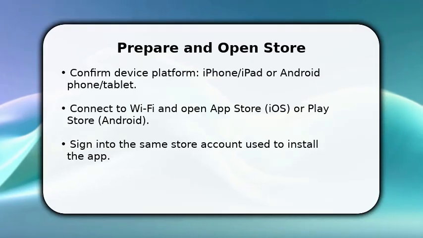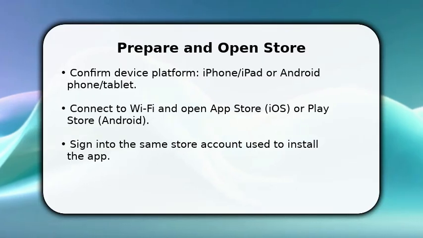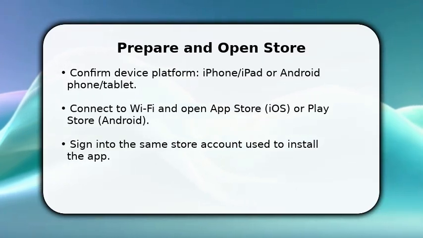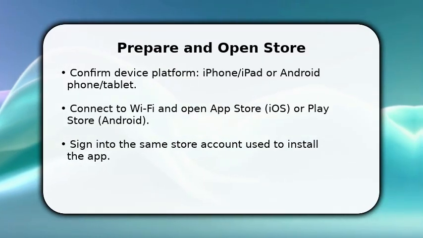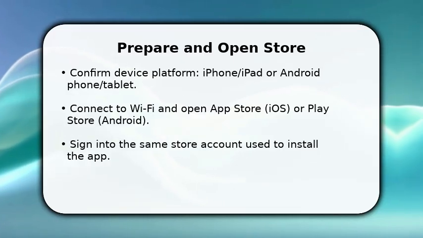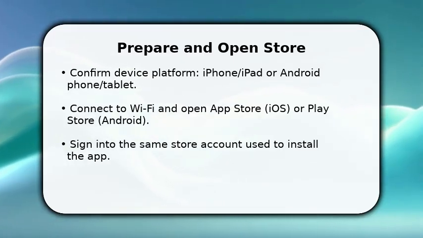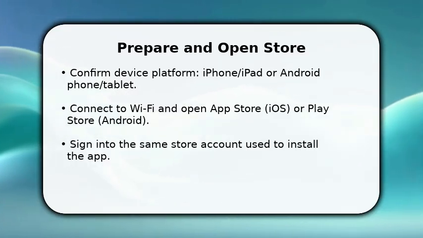You start by confirming the device and signing into the correct store account. This ensures the app listing shows accurate update details. Once done, connect to Wi-Fi so size estimates aren't affected by mobile compression, and then open the App Store on iPhone or Play Store on Android.